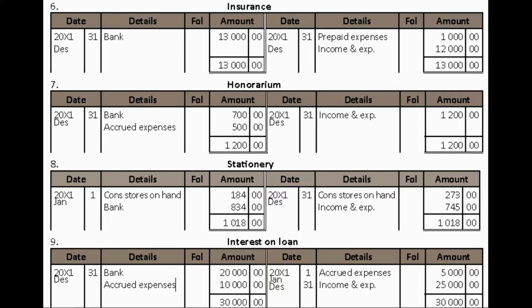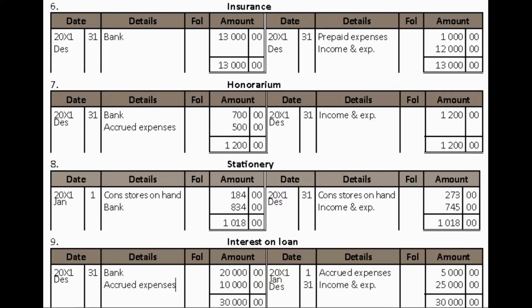Okay, so the amount that you're going to transfer to your income and expenditure for honorarium is 1,200. So you will have on the credit side of your honorarium account, income and expenditure 1,200, and you will debit your income and expenditure with 1,200 for honorarium. Okay, then we get to stationery unused 273.